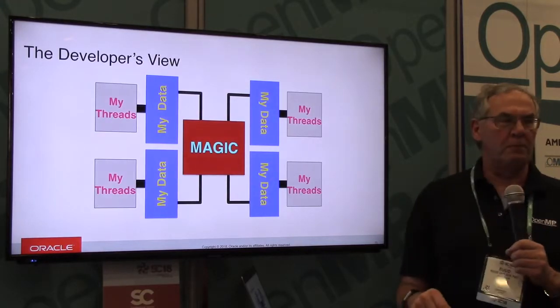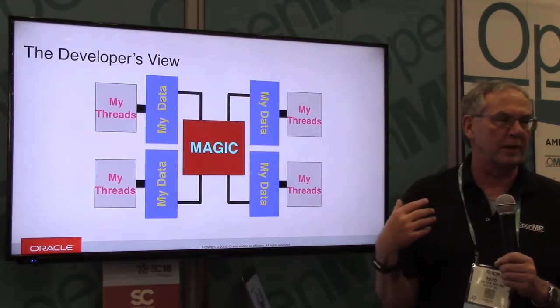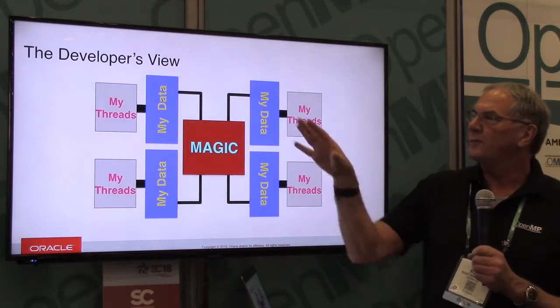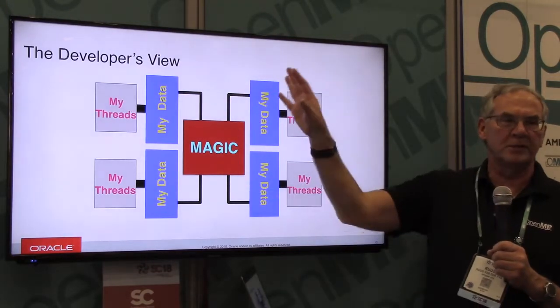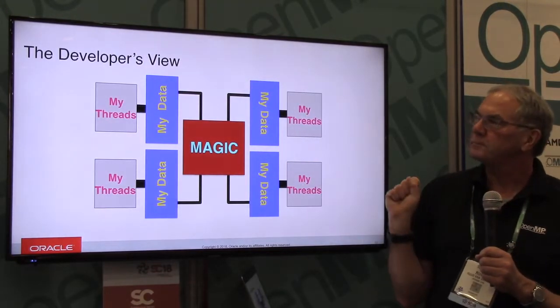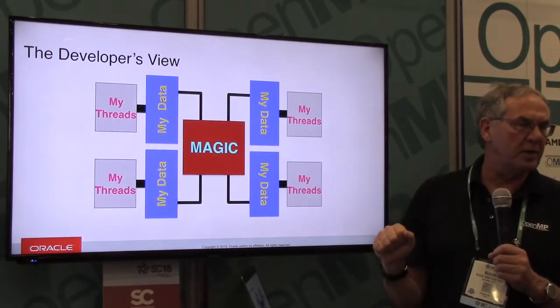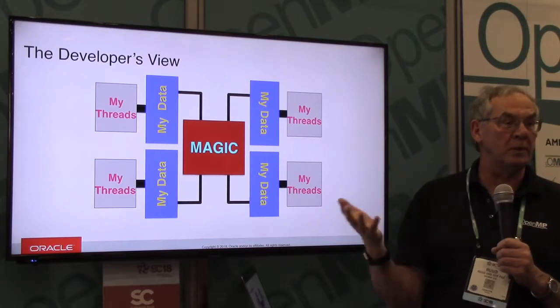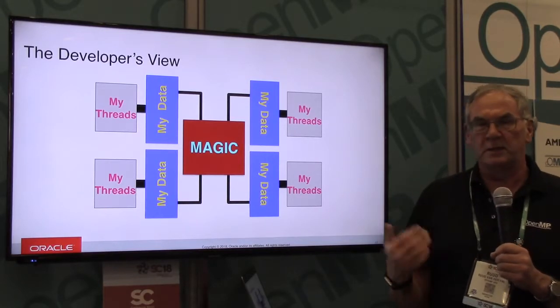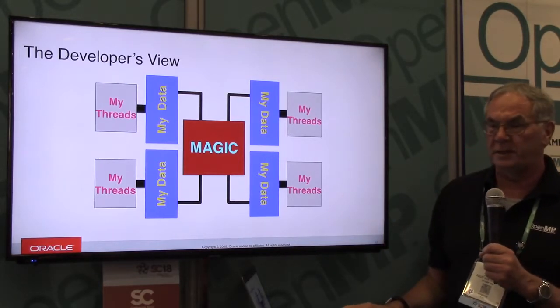To the developer, this is sort of what it looks like. You have your threads. They run on that system, in this case 4 nodes. Your data is somewhere, and through some magic, you can access any data location anywhere in the system. Technically, it's the cache coherency that takes care of that.